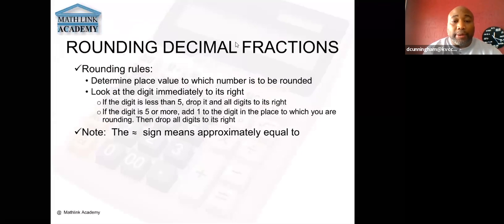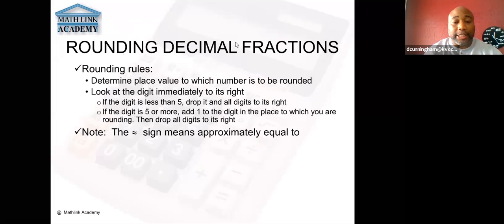Now let's talk about rounding decimal fractions or decimals. The rounding rule is pretty much the same as we round whole numbers. Determine the place value to which the number is to be rounded. Determine that place value. Look at the digit immediately to the right.